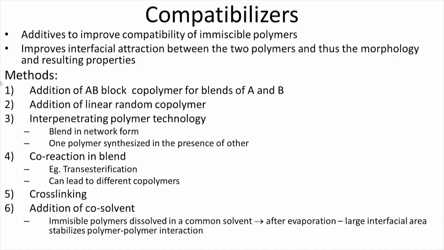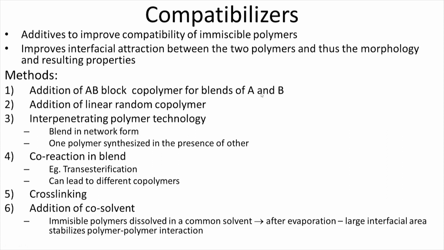Sometimes we need to add some additives, they are called compatibilizers, to improve the compatibility of immiscible polymers. You may have a hydrophobic polymer, you may have a hydrophilic polymer. So we may have to add something, sometimes we add PVA, which is very hydrophilic. So these are called compatibilizers. They improve the interfacial attraction between these two polymers, and thus the morphology and the resulting property. So many times you will see PVA is widely used.